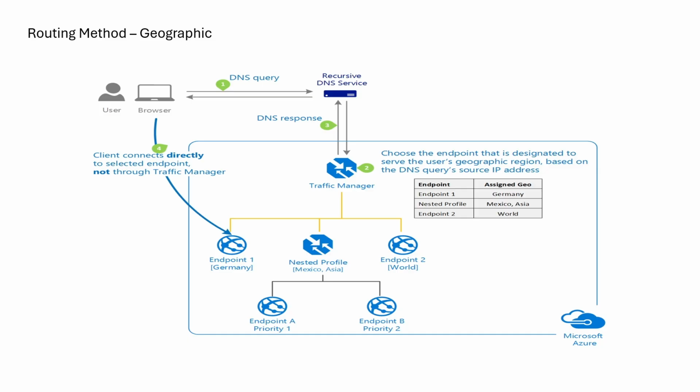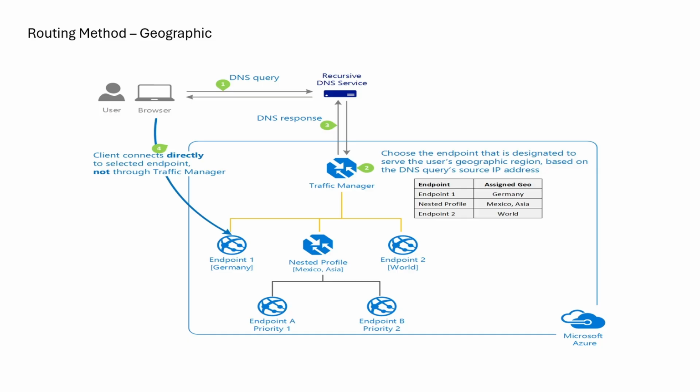Now, the client can decide which endpoint to connect to, based on which one it wants to connect to or which one is healthy. So these are the different routing methods that are provided by Azure.